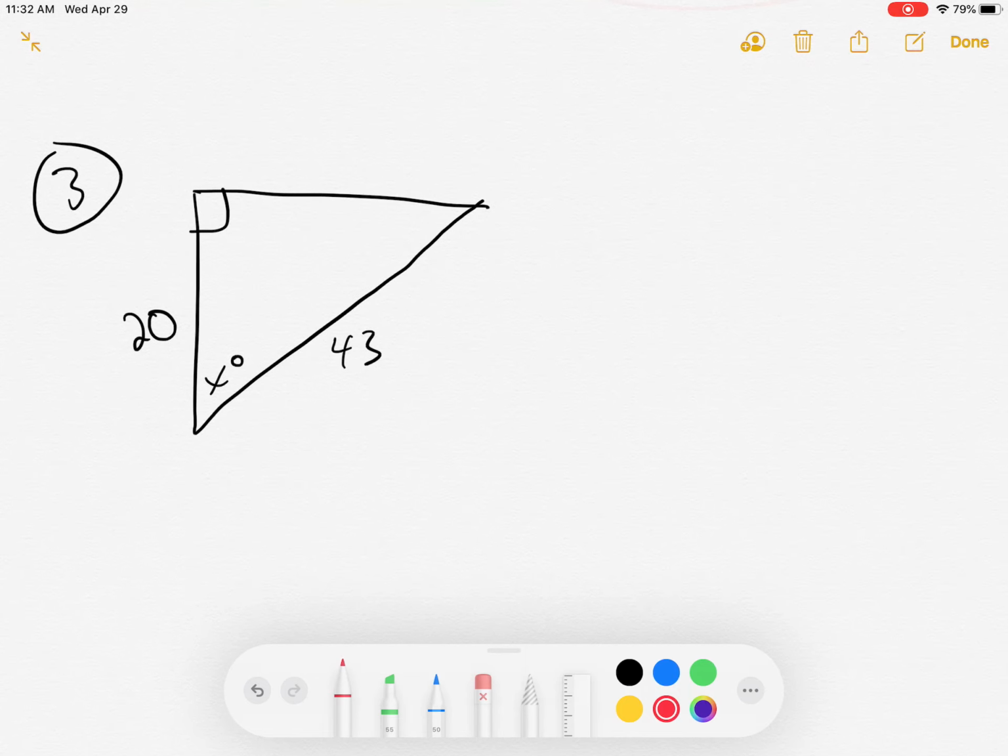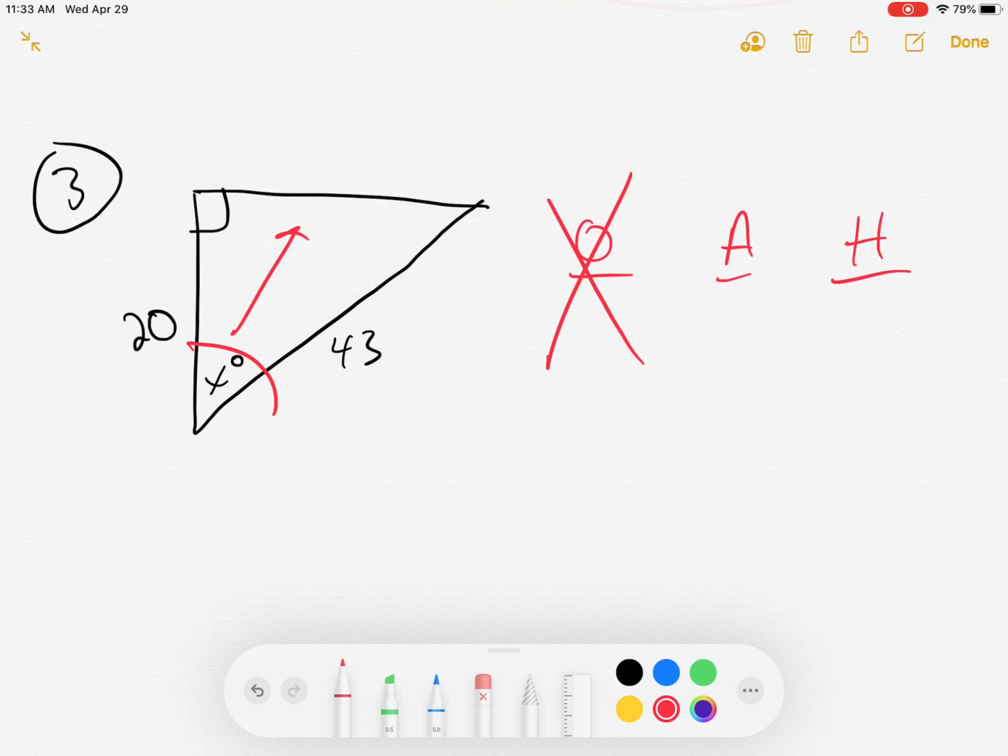Okay, last one here. Again, I'll shut up for about 5 seconds, and then you guys can try the problem on your own. Okay, so again, we are going to list out O, A, and H in terms of the angle I'm trying to find. O, A, H. In this case, I don't know an opposite value. Don't know that one.